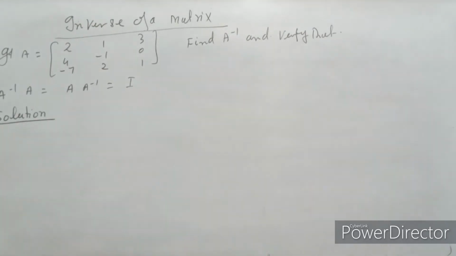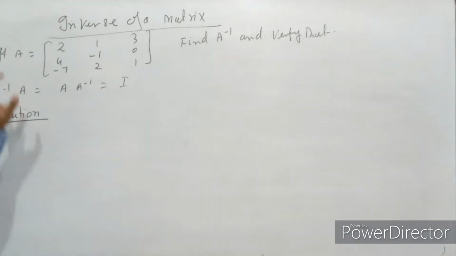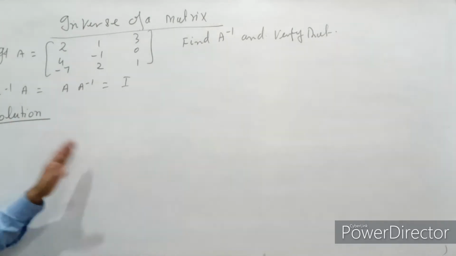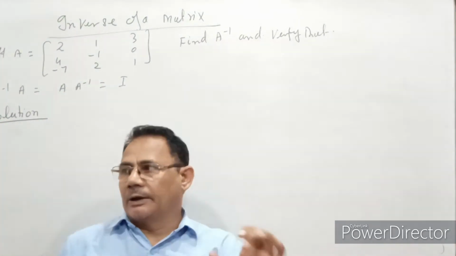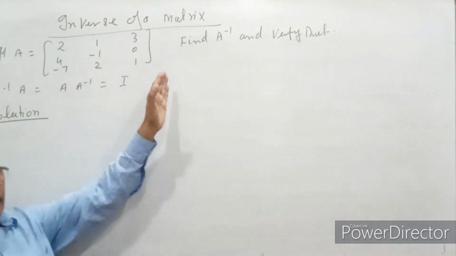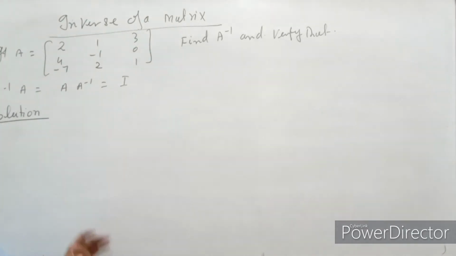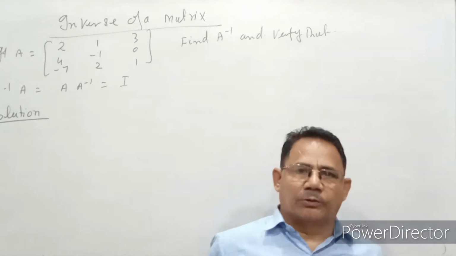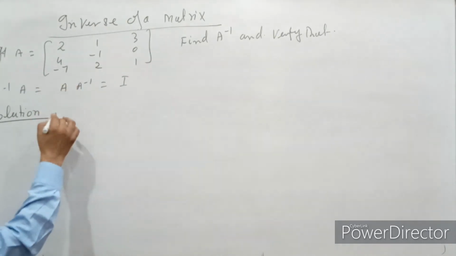Now, inverse of a matrix. देखिए, एक स्क्वायर मैट्रिक्स का ही इनवर्स एग्जिस्ट करता है. अभी एग्जिस्ट करेगा या नहीं करेगा, it depends on the type of matrix. We know that if a square matrix is non-singular, then its inverse exists. To find the inverse, the matrix may be singular or non-singular. We test the value of the determinant of A.